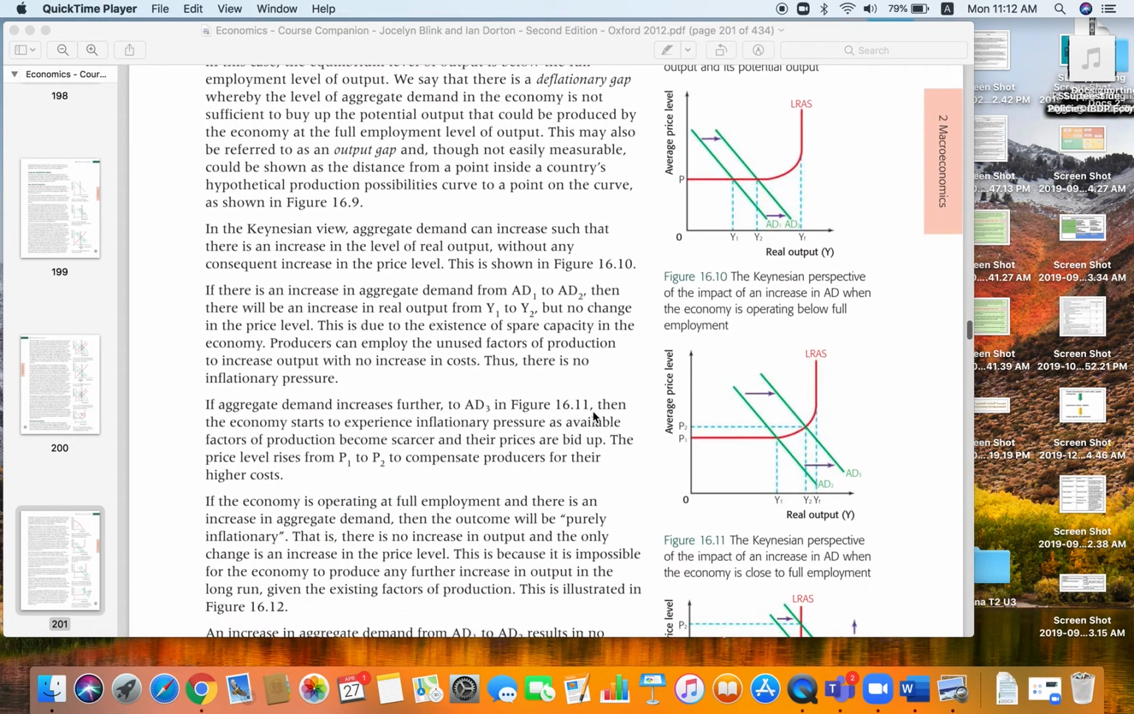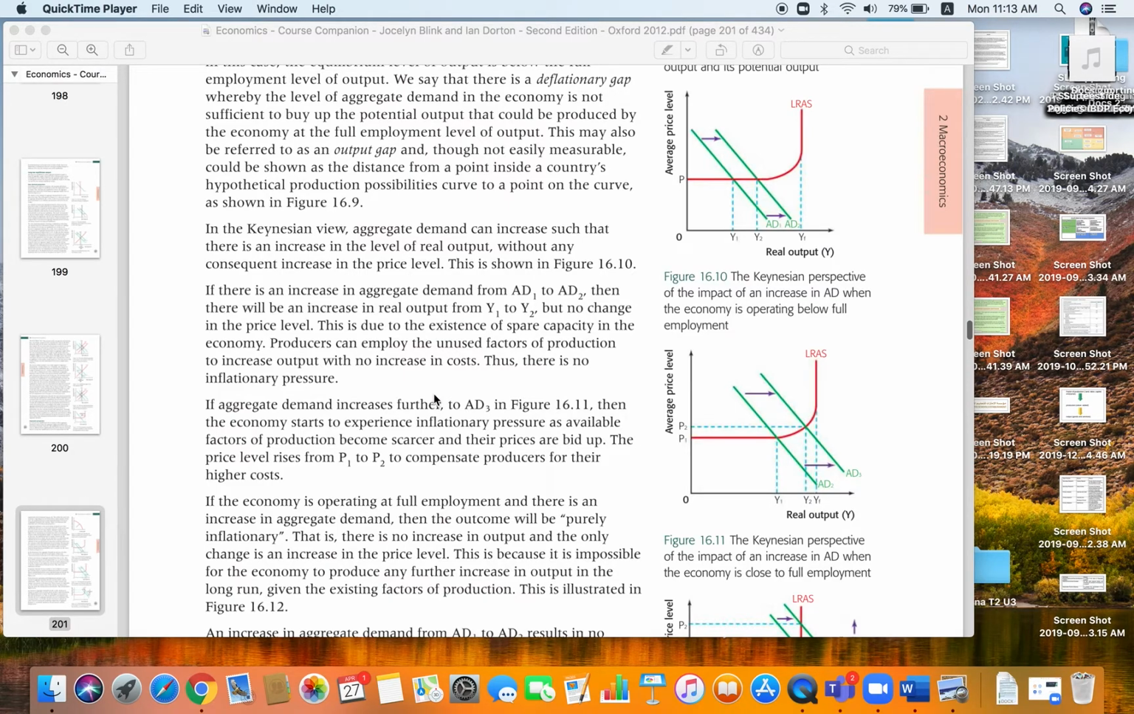In the Keynesian view, aggregate demand can increase so that there's an increase in the level of real output without any consequent increase in the price level. You can see here a shift in aggregate demand to the right, and look, we're still at the same price because we didn't have any increased factors of production, so there was no need for any shift. So we went from Y1 to Y2 as a result of a shift from AD1 to AD2. However, in the end, there was no change at all in the price.